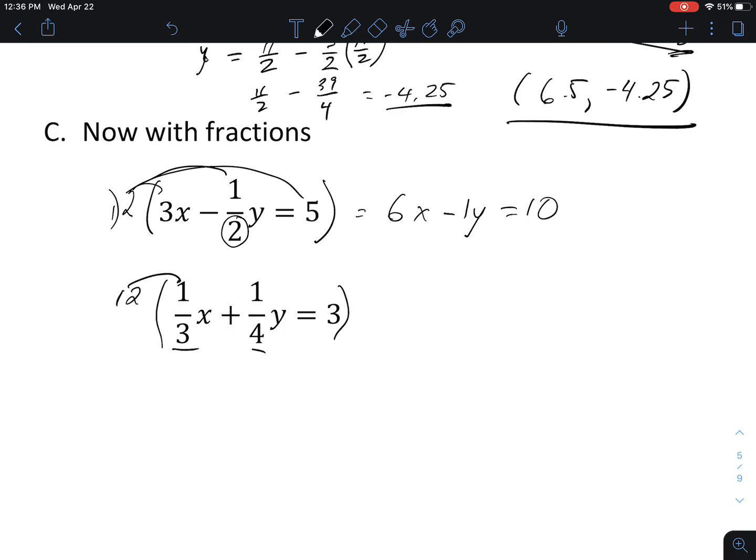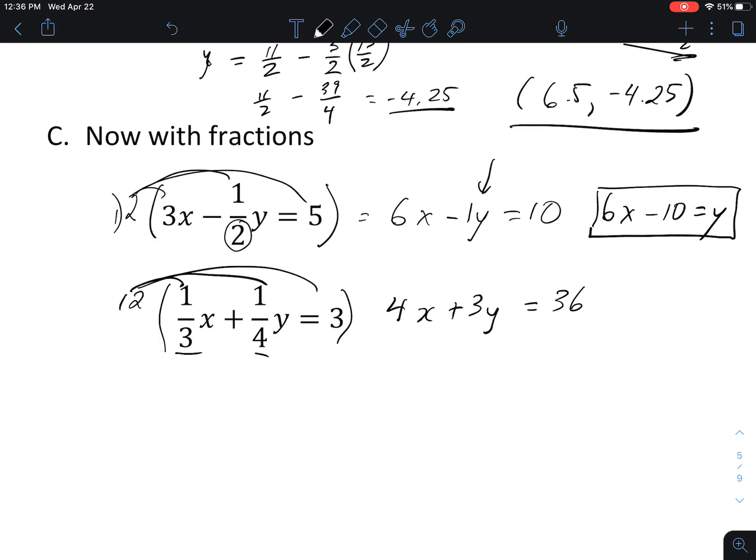And now over here, I have two denominators, 3 and 4. So what do you think I'm going to multiply this by to get rid of those denominators? I hope you said 12. So 12 times a third is 4, and a quarter of 12 is 3, and 12 times 3 is 36. And now I have two much better equations to work with. So which variable am I going to isolate? Probably this one. So 6x minus 10 is y.